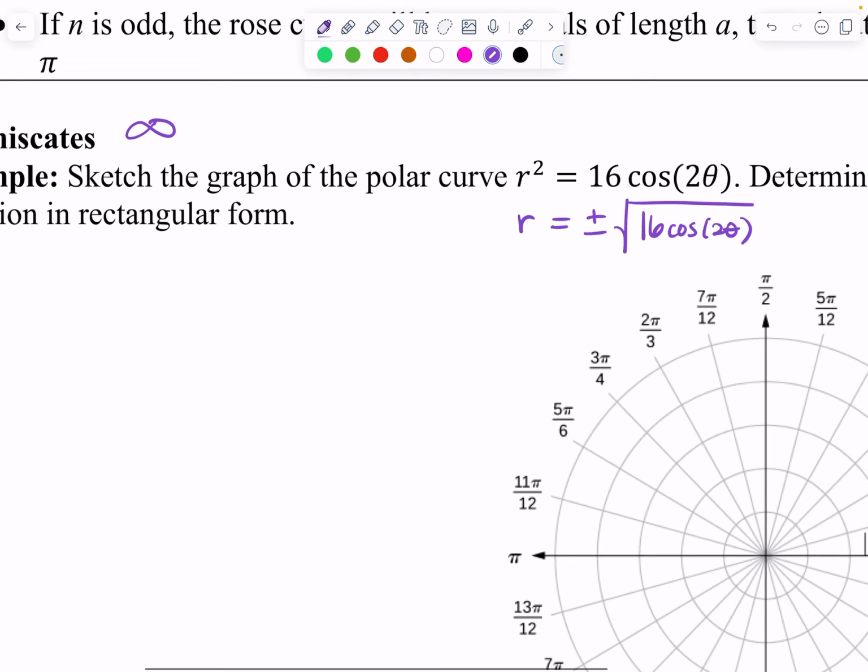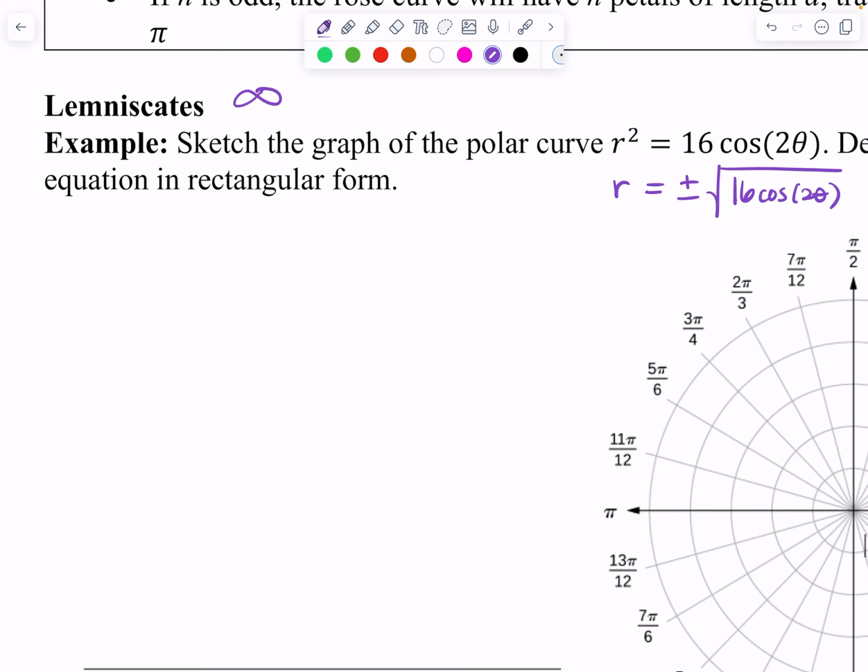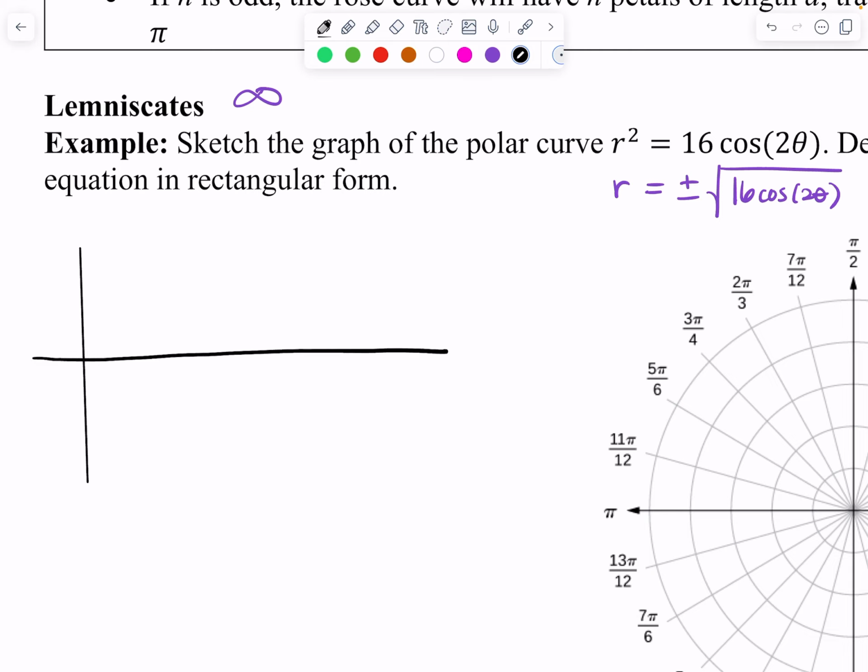Okay. So for graphing, we have to think about this in a little bit different way. I don't know how to graph the square root of 16 cosine 2 theta, but I do know how to graph what's underneath there. We can use that to help us determine what r is. So I'm going to think about graphing y equals 16 times cosine of 2x. That means the period would be pi, so we'll go by pi over 4s.